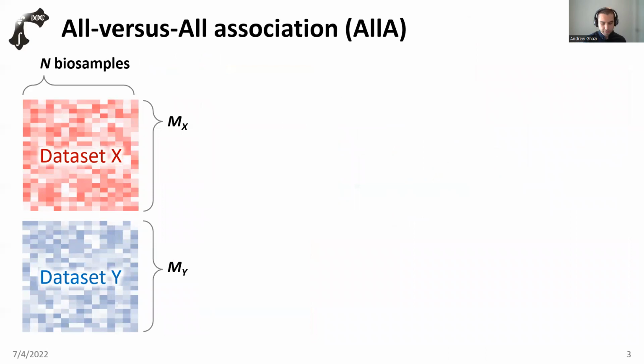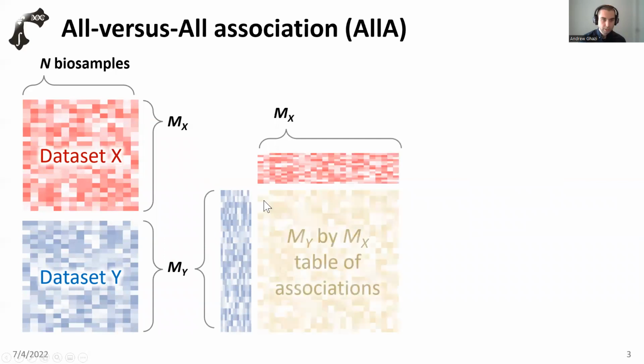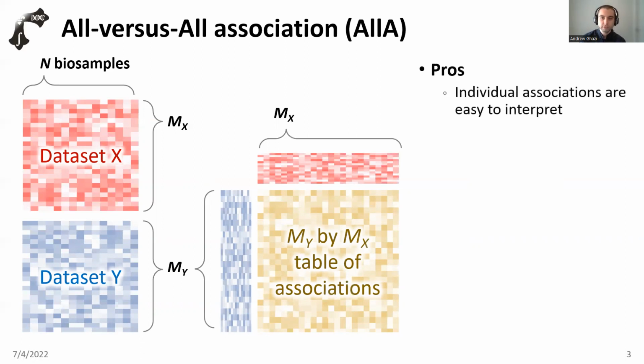The simplest thing that one might start with is all versus all association. This is where you take all of the features in X, M_X, and all of the features in Y, and you just make a big matrix of all of the pairs of these features. For every pair, which is a cell in this large matrix, you compute the correlation strength and significance, for instance. This has the advantage that individual associations are easy to interpret.